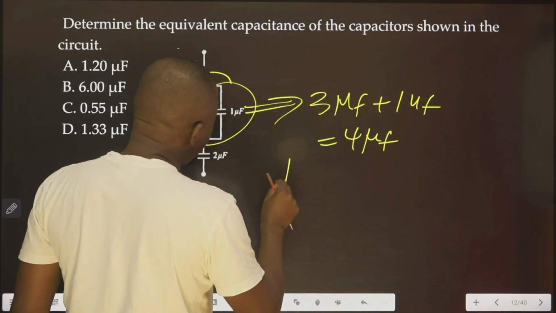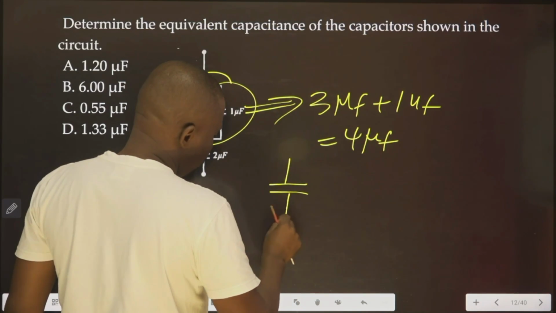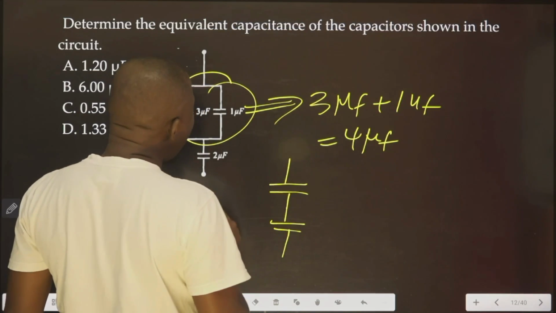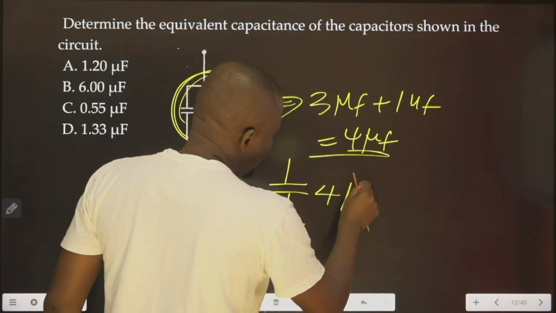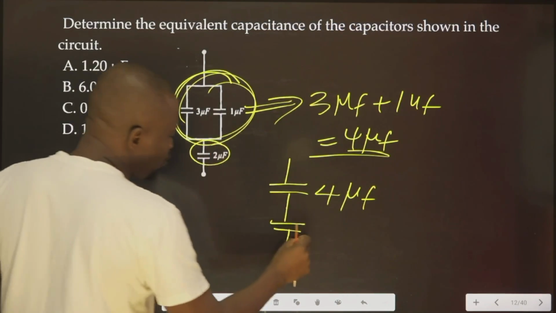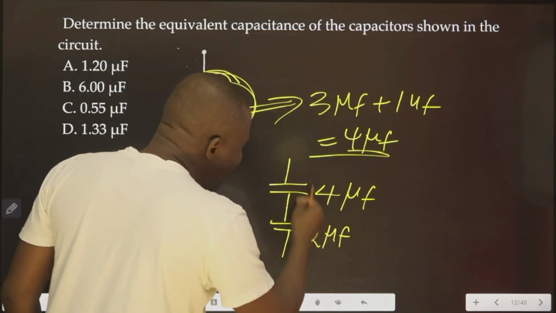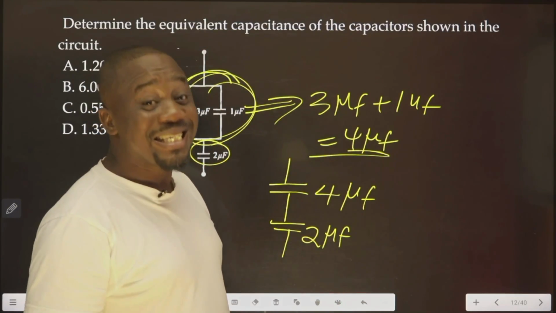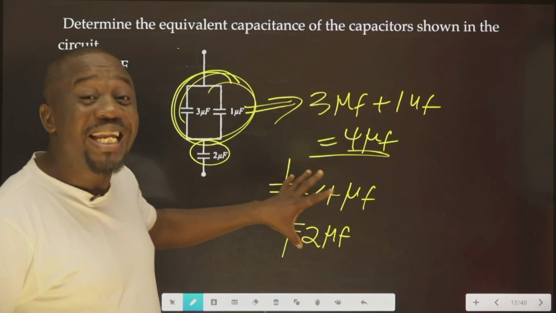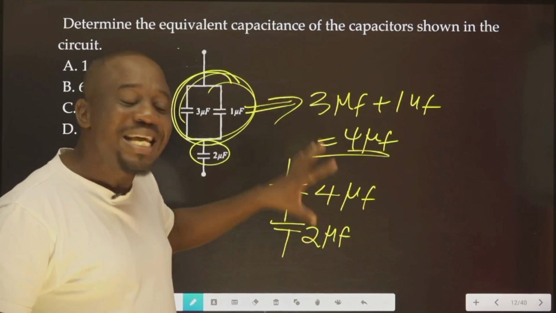So we can redraw this again now. This is 4, so this is now 4 microfarad, while this is 2 microfarad. Now they are in series. One end is connected to the other end just like that. When they are in series, you look at them as if they are resistors in parallel.